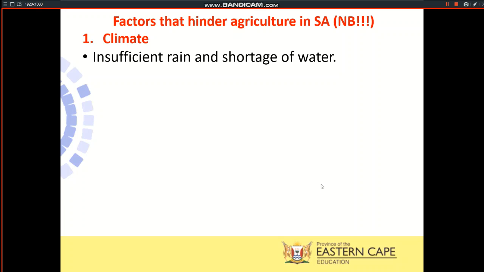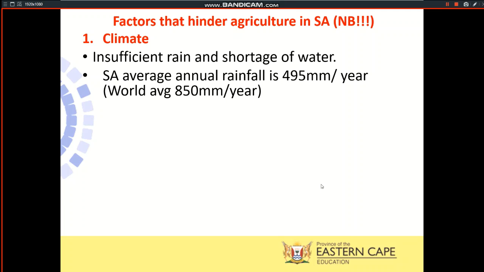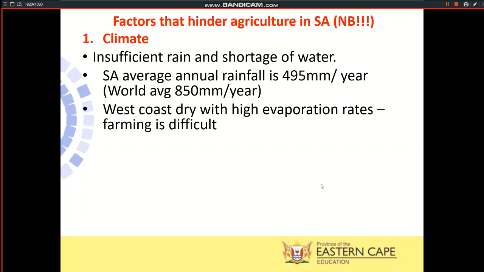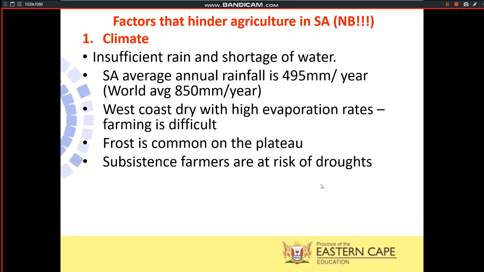At the present moment, we also have droughts in parts of the Eastern Cape as well, and this has definitely had an impact on the agricultural sector in these areas. South Africa's annual rainfall is 495 millimeters per year, and the world average is actually 850 millimeters per year. Our West Coast is dry with high evaporation rates and farming is difficult. Frost is common on our plateau. Subsistence farmers are at risk of droughts, which I've already explained to you.